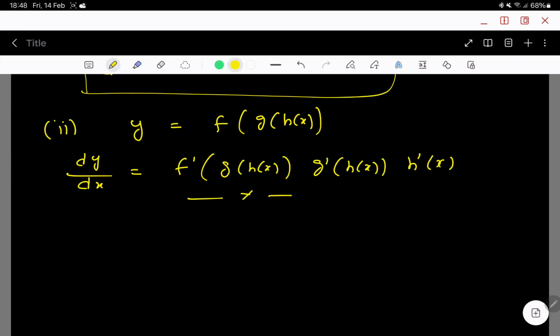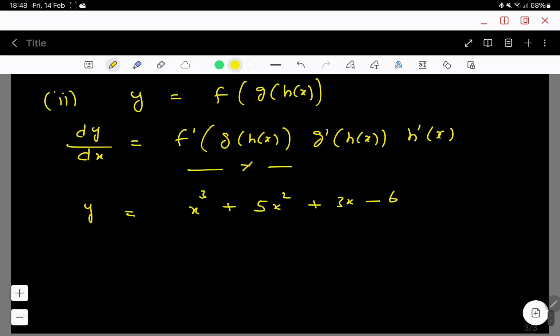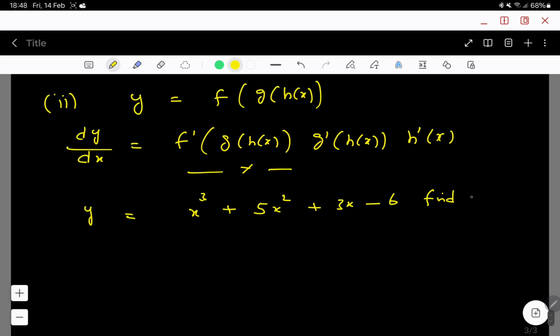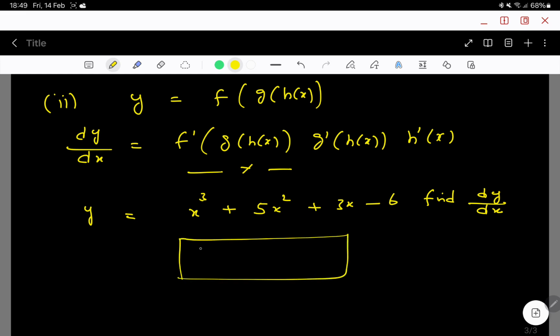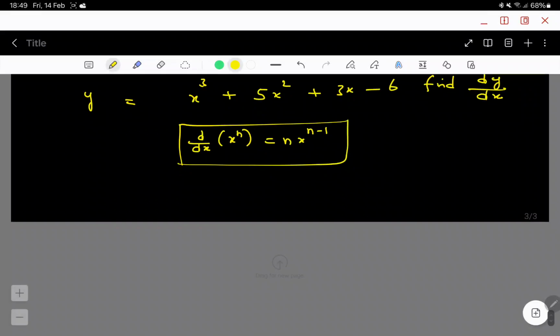So now we will do some basic problem on differentiations. Okay. Take y is equal to x cube plus 5x square plus 3x minus 6. Find dy by dx. So in this sum we use the formula d by dx of x power n is n times x power n minus 1.